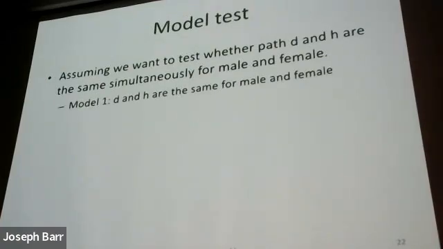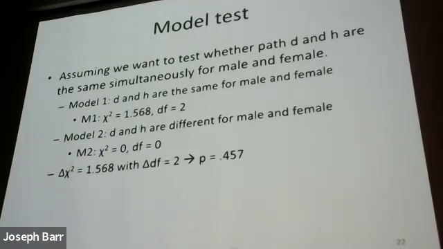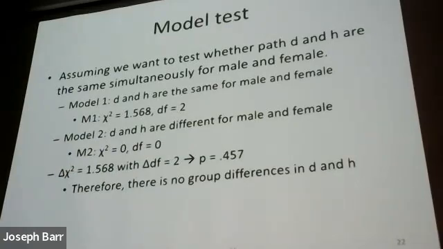So for model 1, we assume that D and H are the same simultaneously for male and female. The chi-square value is displayed. For model 2, we allow D and H to be different for male and female. The chi-square value is displayed. So the difference is here, the p-value is here. So there's no group difference in D and H.